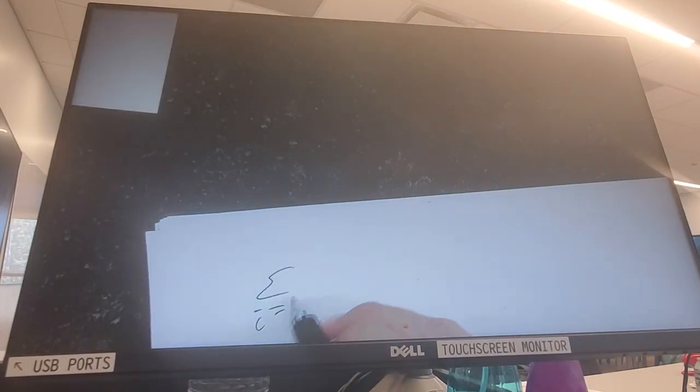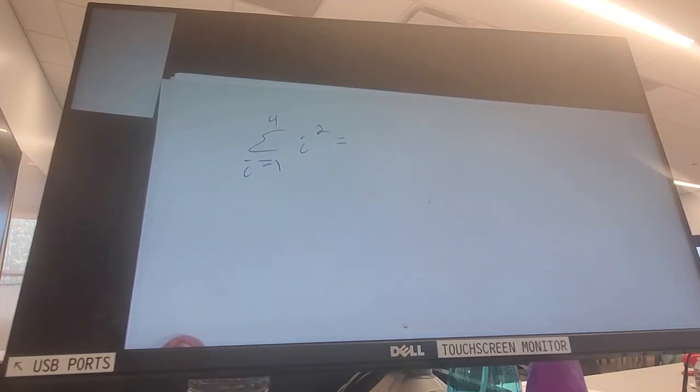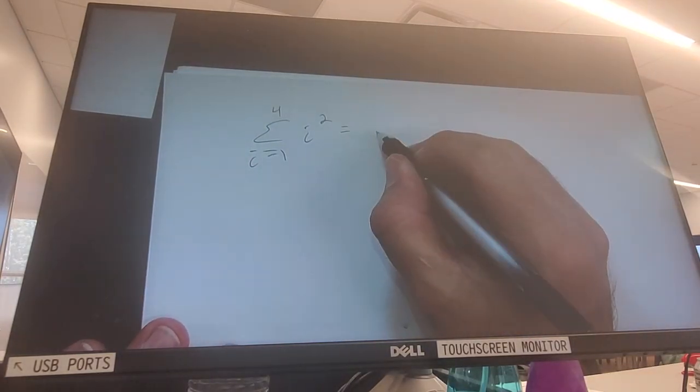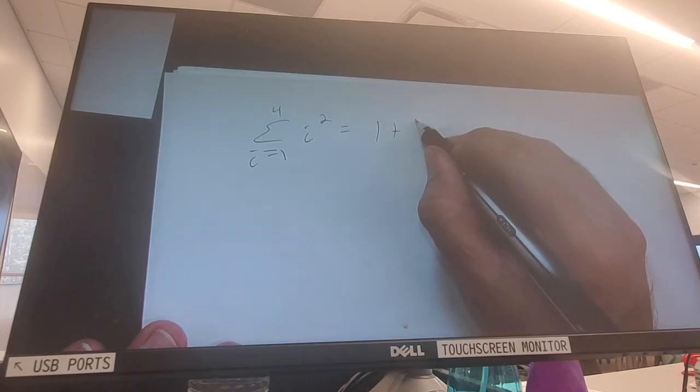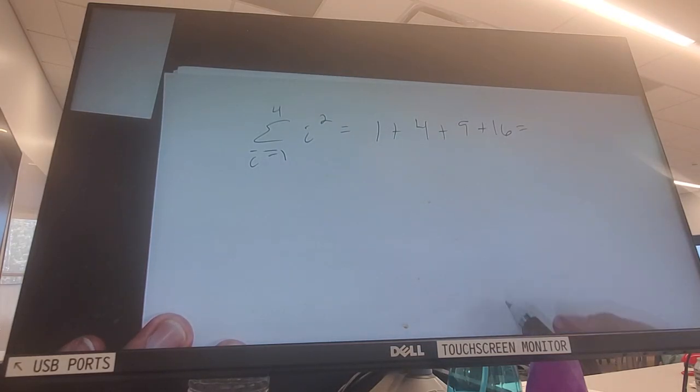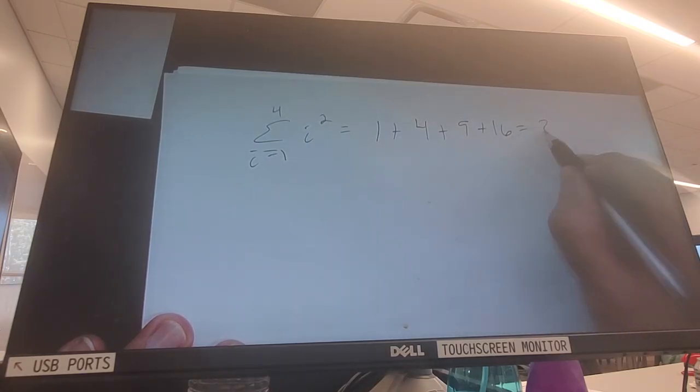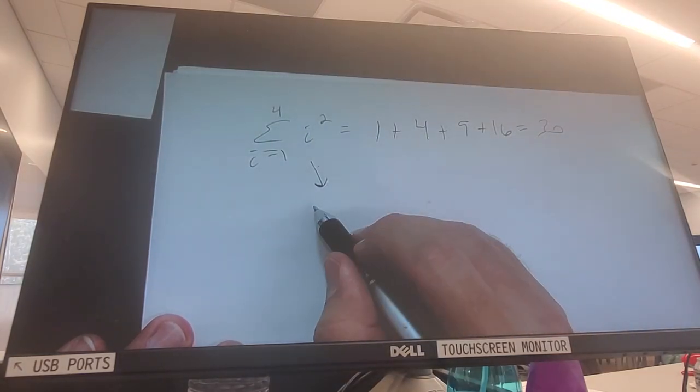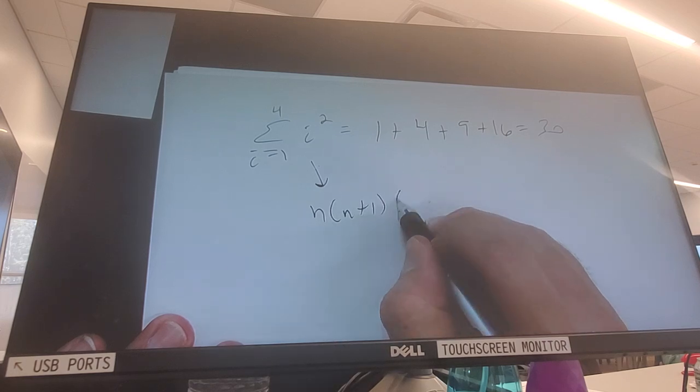Okay. Yes, I want to show a connection. So, here, let's do a specific example of what I just did earlier. The sum from 1 to 4 of i squared. So what is this? This would be 1 plus 4 plus 9 plus 16. Is that cool? Which is what? Yeah, 30.